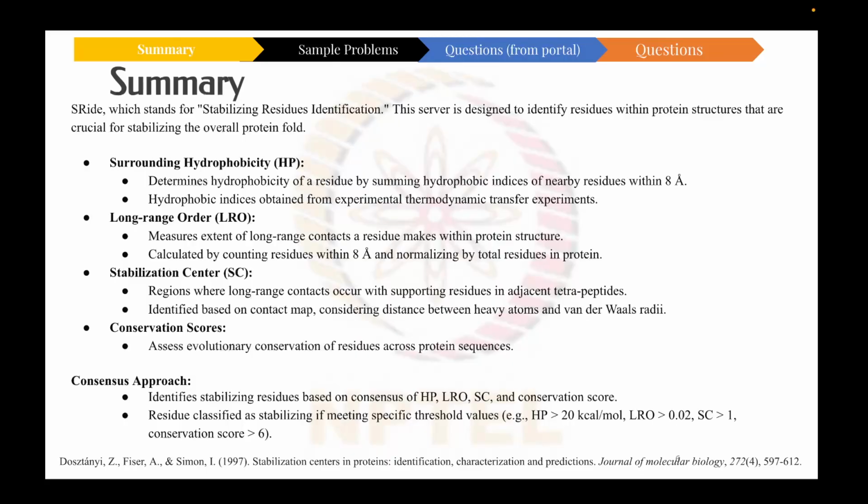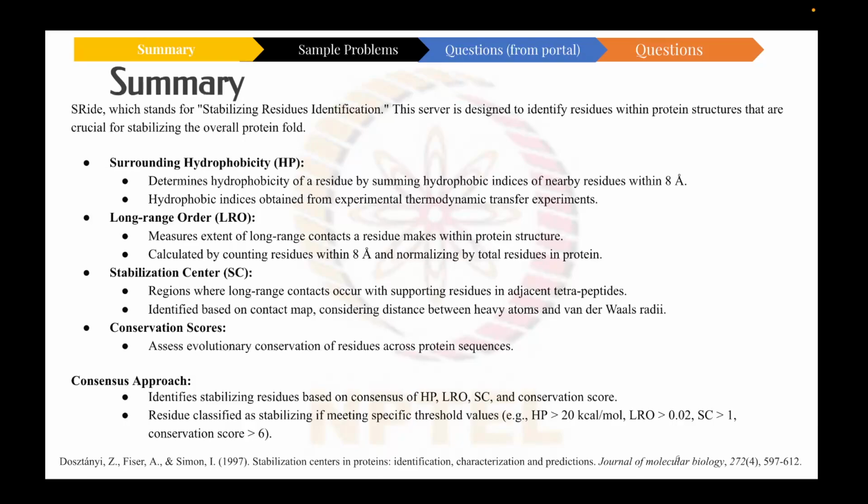Then we have long range order, which measures the extent of long range contacts a residue makes within the protein structure. It quantifies the cooperative interactions between the residues that contribute to the overall stability of the protein. The long range order of a residue is calculated by counting the number of residues within a certain distance and normalizing it by the total residues in the protein. One can calculate long range order and surrounding hydrophobicity using the PDBparam server that we have discussed in the last class.